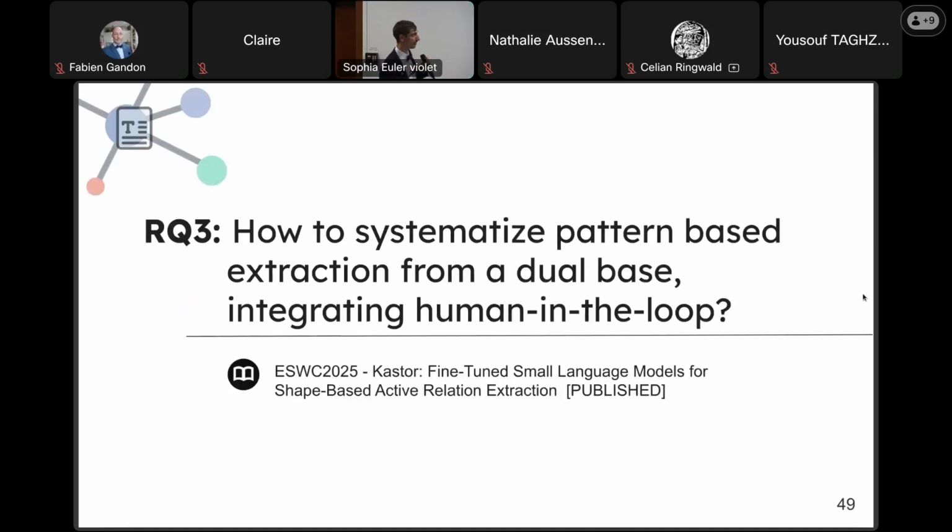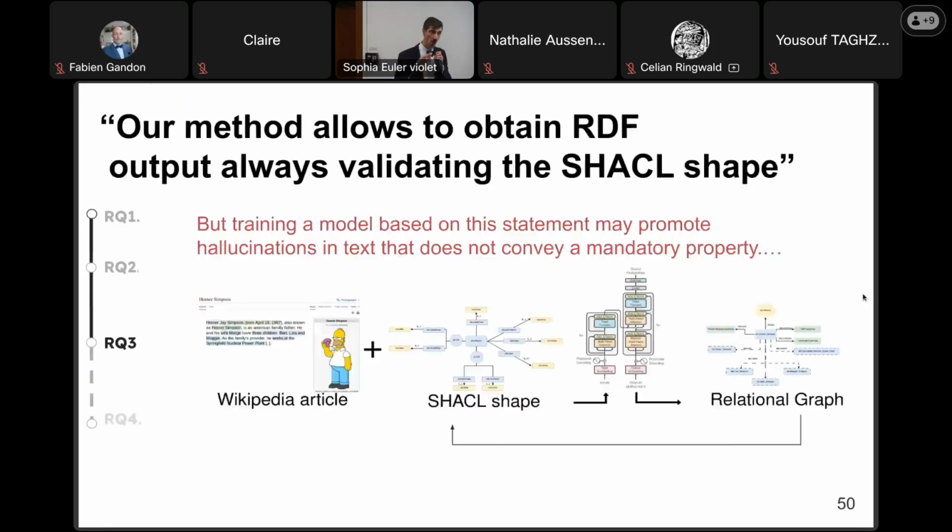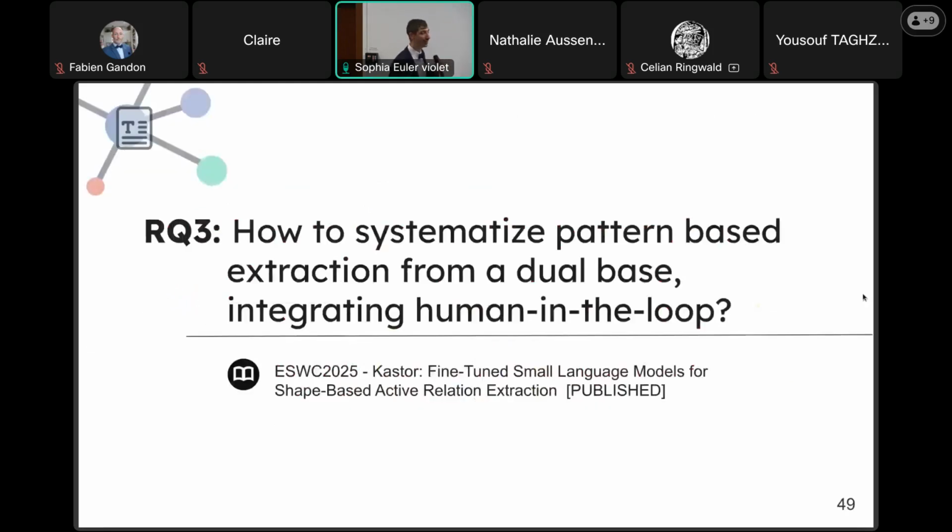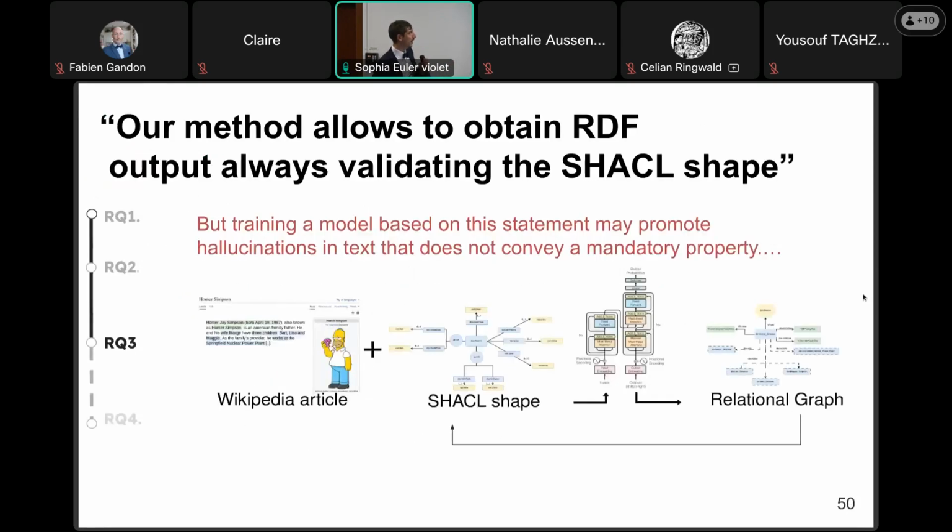So now, as we now have a syntax and a model to use, let's discuss how we can systematize this task using a dual knowledge base and some human feedback. This work was published at ISWC this year.